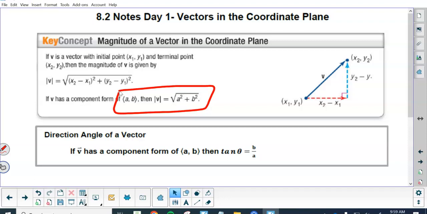Also notice magnitude is denoted by two vertical bars. It looks like absolute value. Just remember in this unit, when you see those vertical bars, that is magnitude. That's how large the vector is.